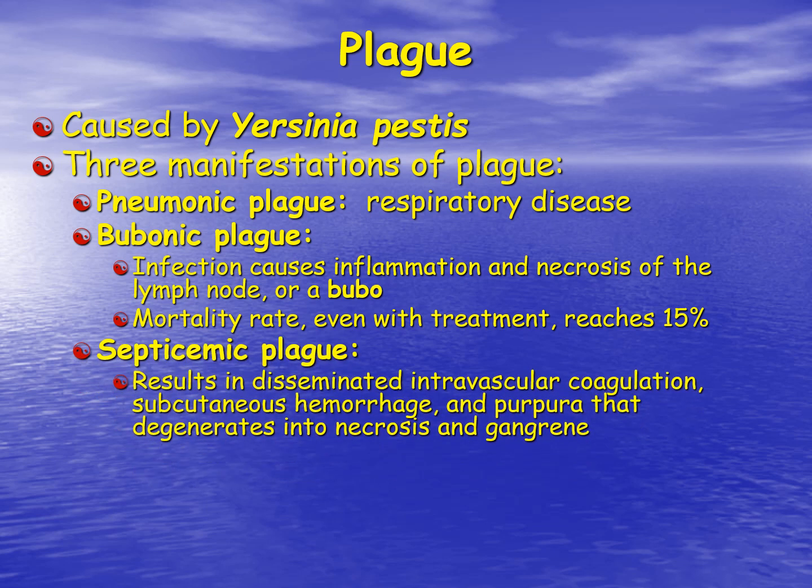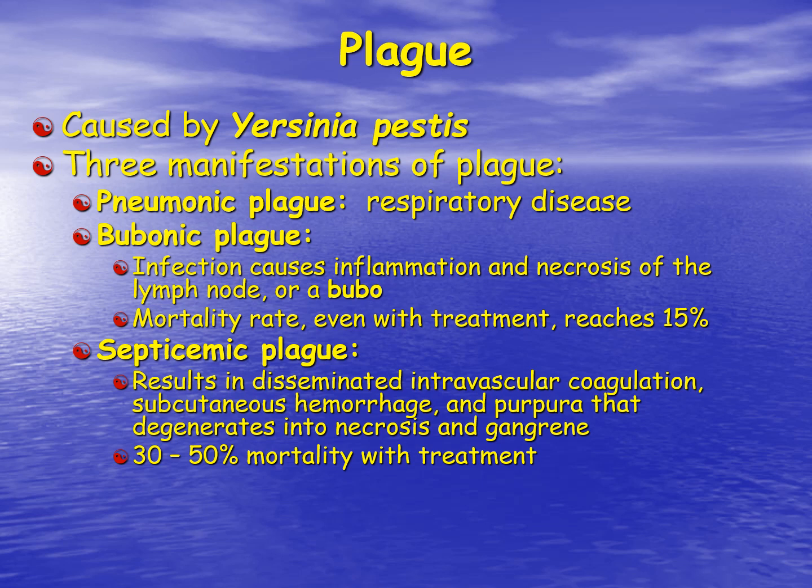Septicemic plague, this results in disseminated intravascular coagulation. We have abnormal clotting that occurs throughout the body. This results in damaged blood vessel walls, which results in subcutaneous hemorrhage and purpura that will degenerate into necrosis and oftentimes wet gangrene. Septicemic plague will actually cause 30 to 50% mortality even with treatment.